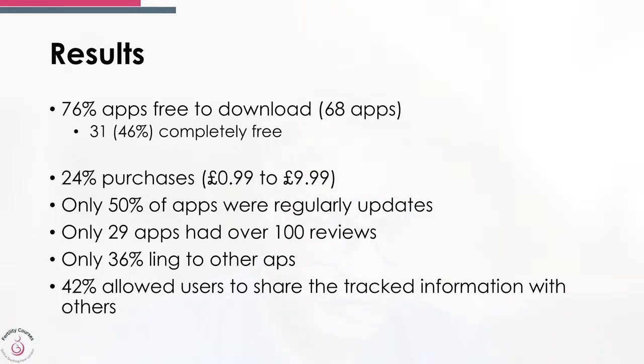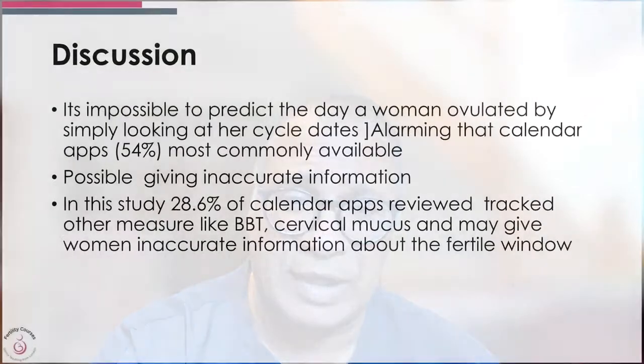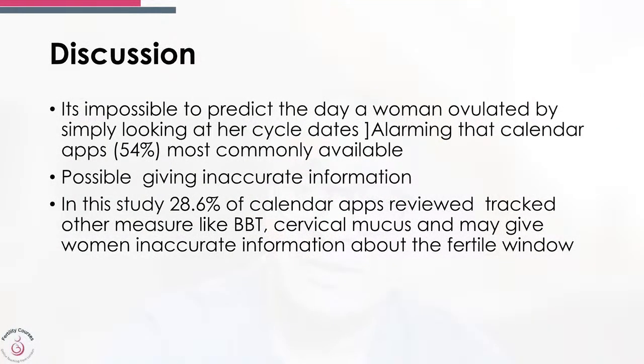Only 50% of apps at that stage were regularly updated. Only 29% of apps had over 100 reviews, and 36% had links to other apps. 42% allowed users to share tracked information with others. So it is quite a wide range of ways these apps functioned.